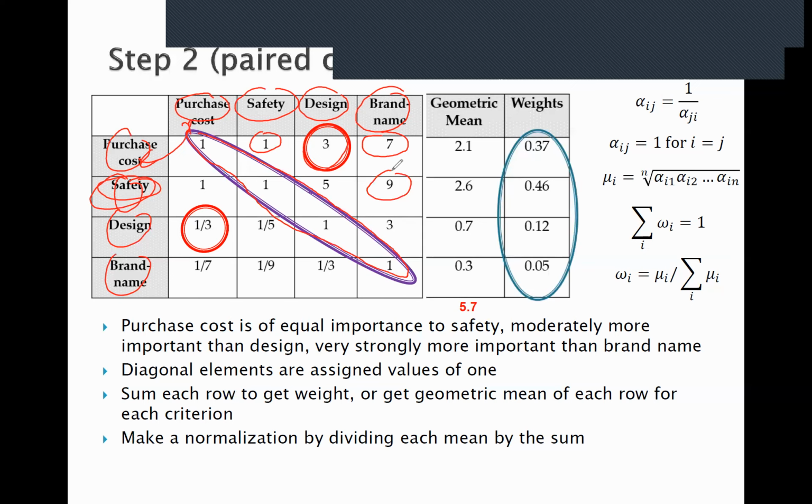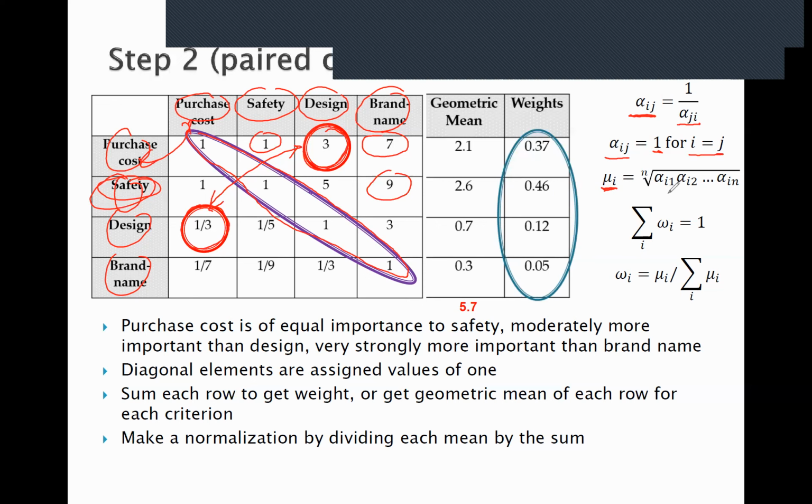As you can see, once this is 3, then this should be 1/3. If we use the symbols in the previous slide, alpha ij is going to be 1/alpha ji, and for i equals j, alpha ij is going to be 1. That is the symbolization that we used in the previous slide. We can then determine the mean, the geometric mean.